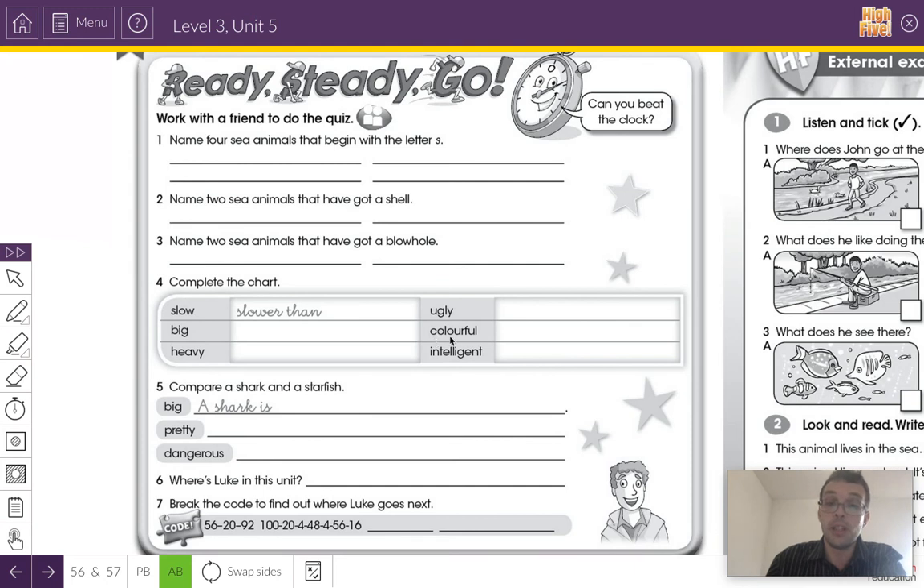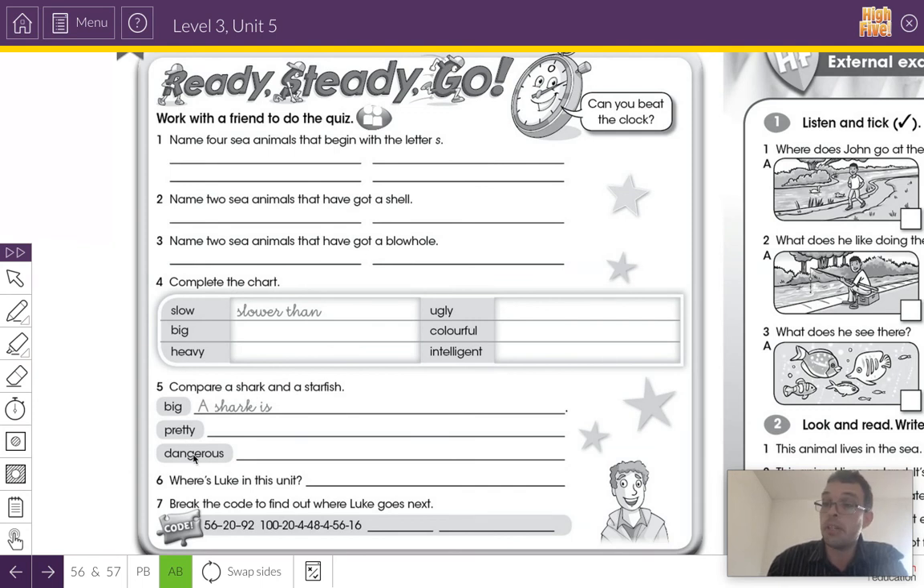For longer adjectives like colorful and intelligent, remember we have to use the word more. We don't change the word, we just say more colorful. Oh, I've given you an answer. And then finally, what you have to do is compare a shark and a starfish using these adjectives.